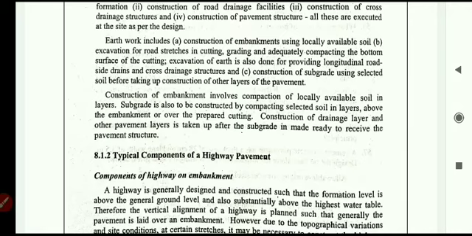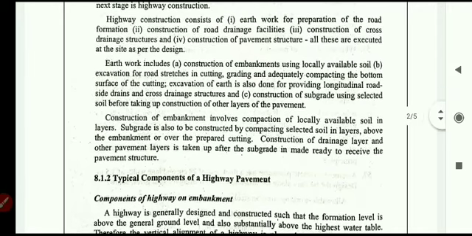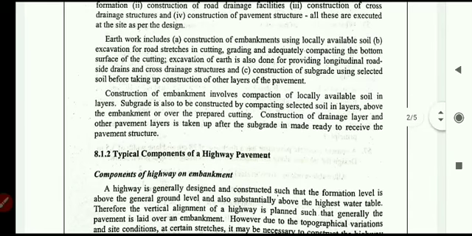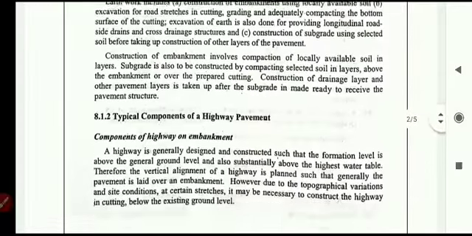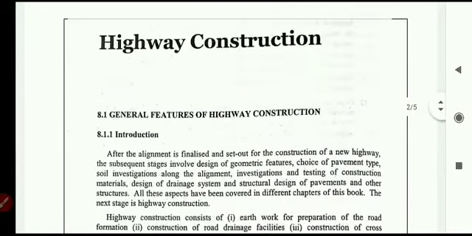Above that we are going to construct the bituminous course, that is the surface course. In that surface course we have the super surface course, which is exposed to the nature, also known as black top, and below that black top we provide the subsurface course, which is known as the binder course. Both the super surface course and the subsurface course are made up of bituminous material itself. So this is about the introduction to highway construction.